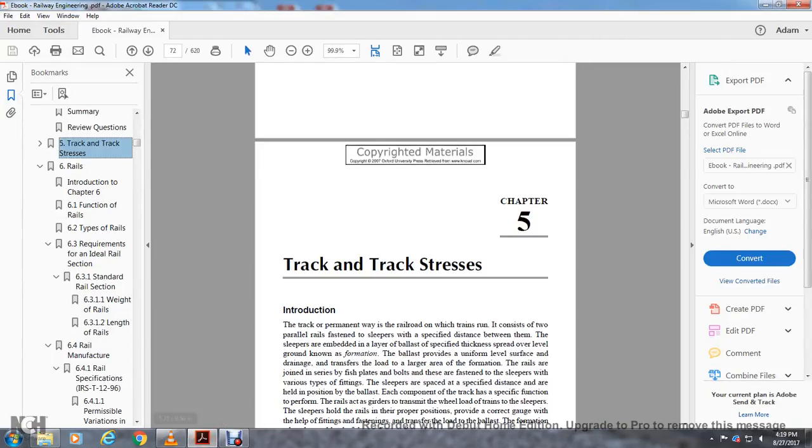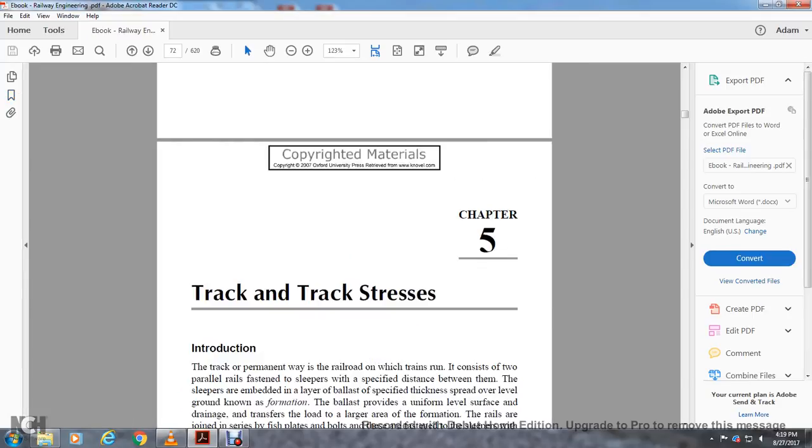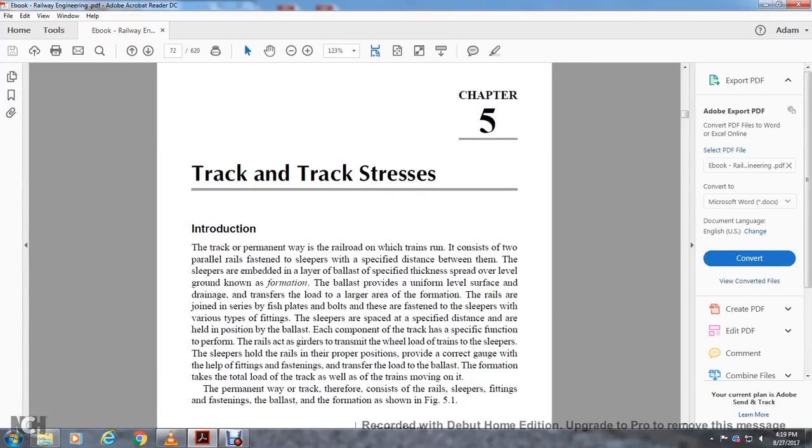Alright, Chapter 5: Track and Track Stresses. Introduction. The permanent way is the railroad on which the train runs.